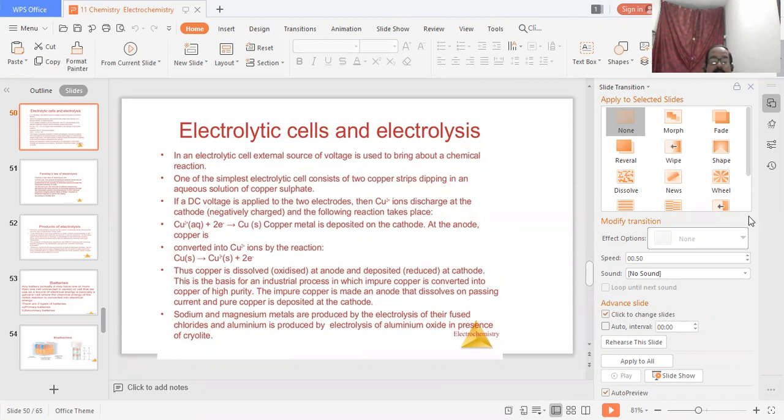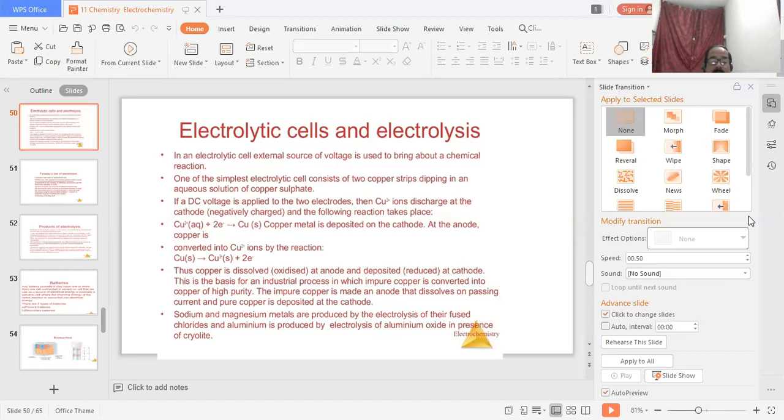If a DC voltage is applied to the two electrodes, then copper ions discharge at the cathode, which is negatively charged, and the following reaction takes place. Copper aqueous, when it gains two electrons, is converted to copper solid. So copper metal is deposited on the cathode. At the anode, copper is converted into copper ions by the reaction. Thus copper is dissolved, oxidized, at the anode and deposited, reduced, at the cathode.